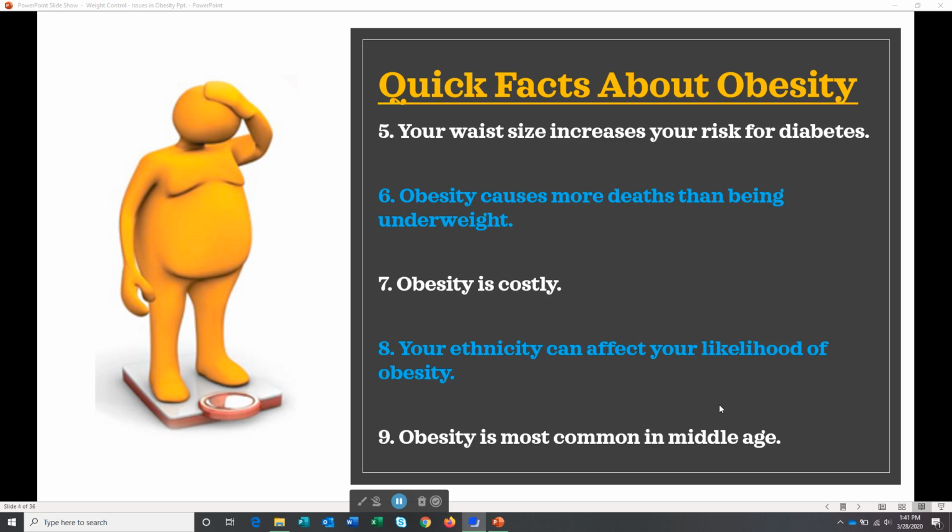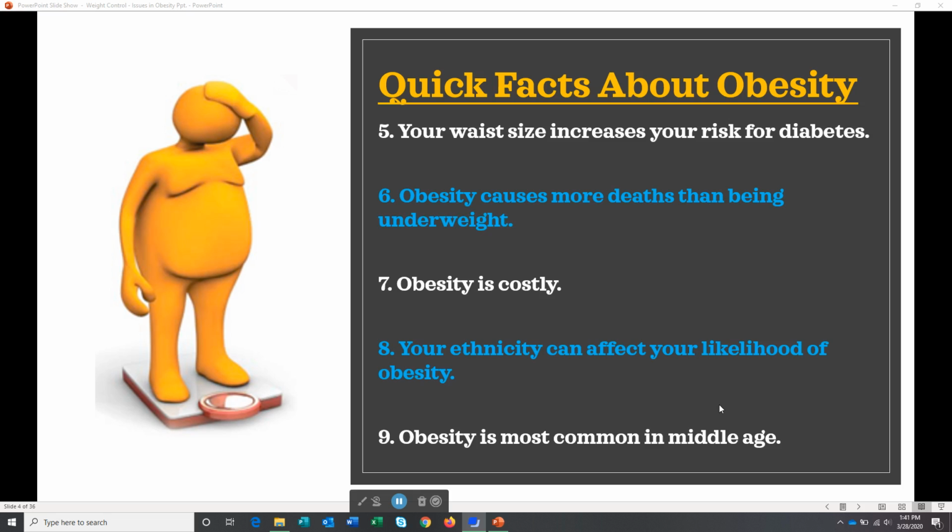Number 8, your ethnicity can affect your likelihood of obesity. Your ethnicity may impact your risk for obesity. Almost half of non-Hispanic blacks have obesity. They're followed by Hispanics with 43%, non-Hispanic whites with 36% of the population being obese, and non-Hispanic Asians at 13%.